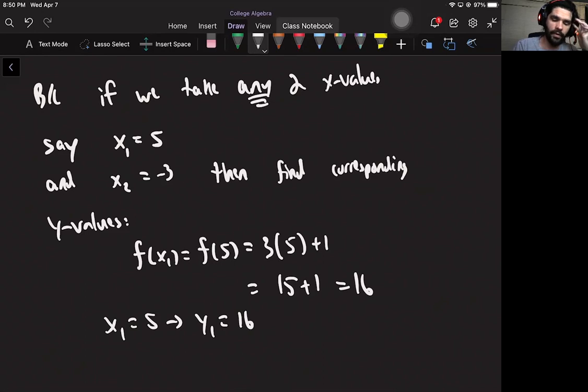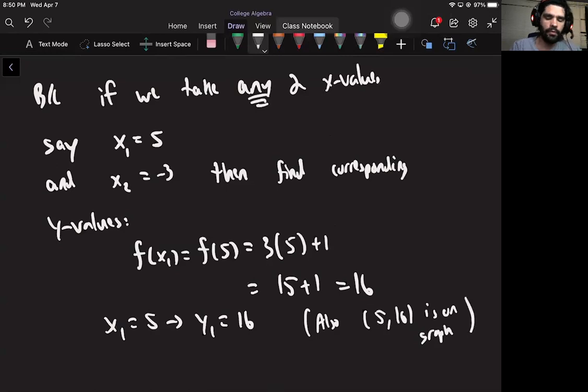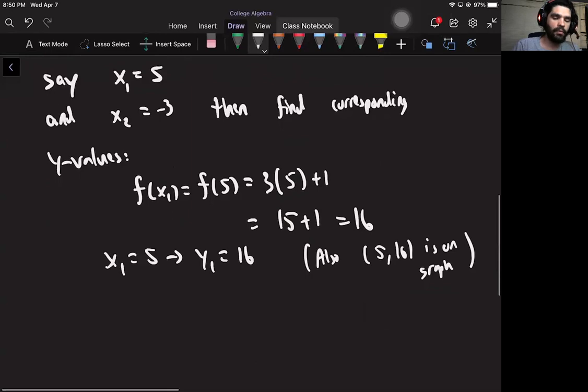Remember, this also means, just as a slight aside, that (5, 16) is on the graph. This will come in handy later, but for now, just a little aside. So find the corresponding y values. So that's one of them.